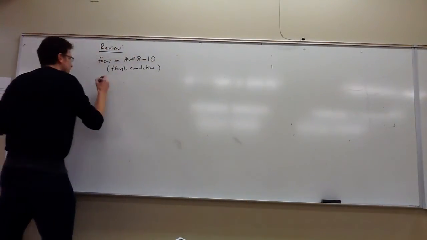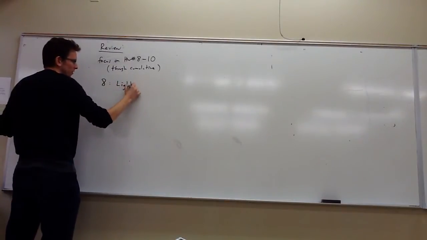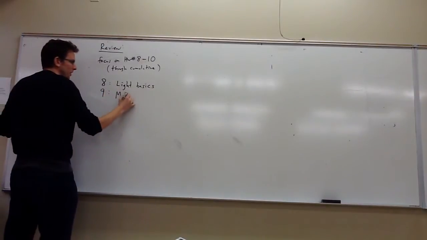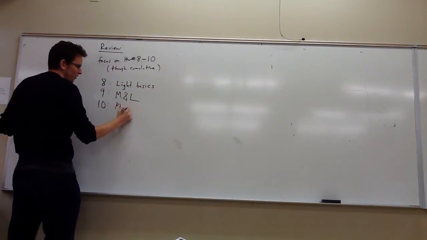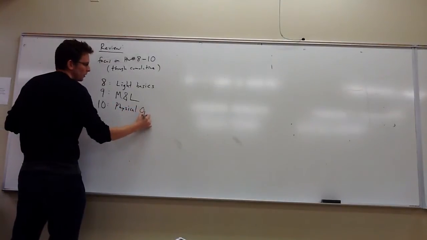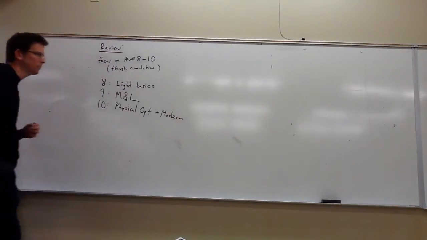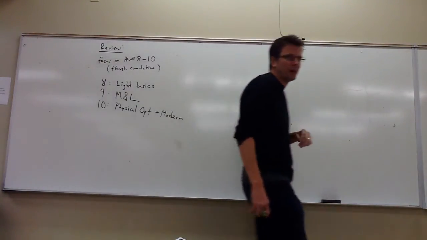Homework number 8, that was kind of like the beginning of light, so light basics. Homework 9 was all about mirrors and lenses. And homework 10 was basically your physical optics and your modern physics. Okay, so let's talk about light basics.